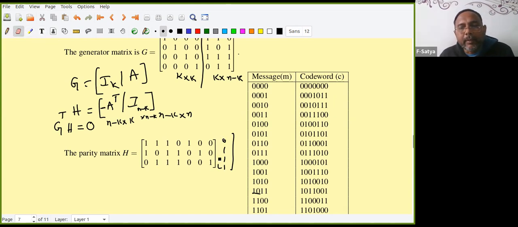But somebody can help me. I told you the distance of this code is 3. How do you get the distance of the code is 3 from here? From the parity check matrix also you can get it.